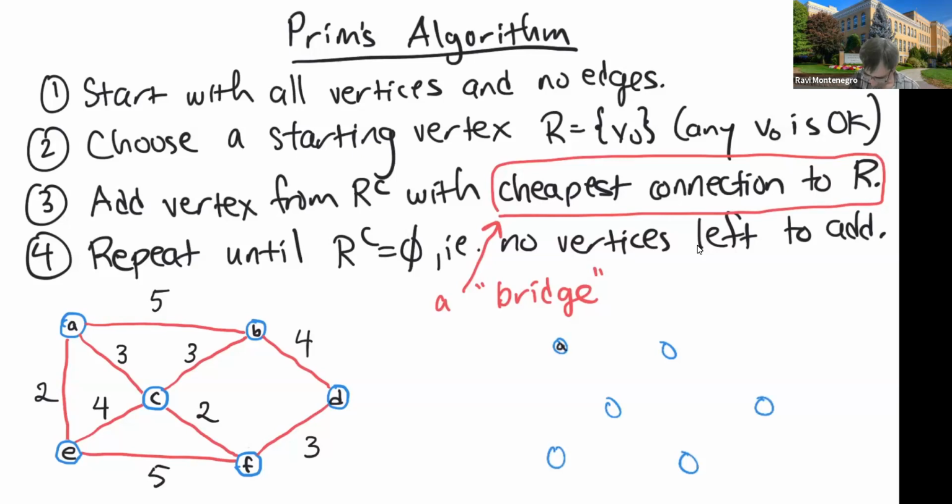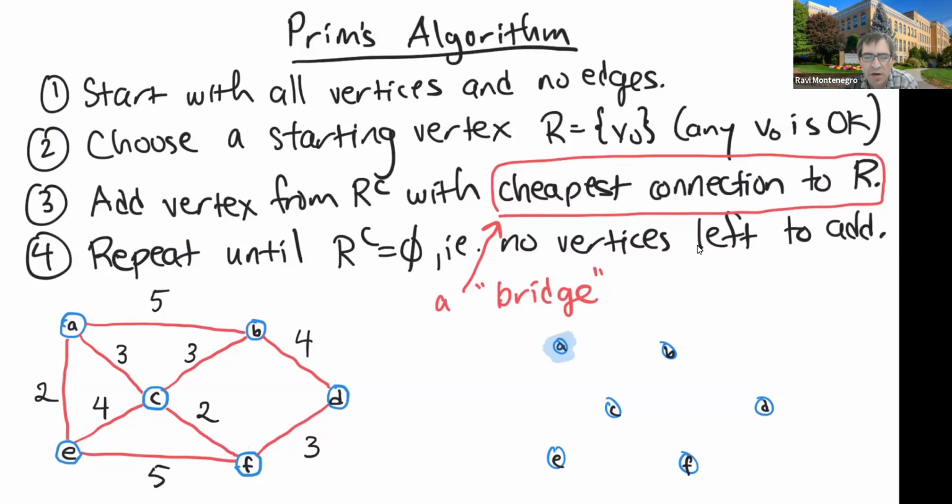Those are A, B, C, D, E, and F. And then it says choose a starting vertex. Any vertex is okay. So, okay, A is a nice letter of the alphabet, so why not start there? So I'm starting at A. Step 3, add a vertex from R complement.